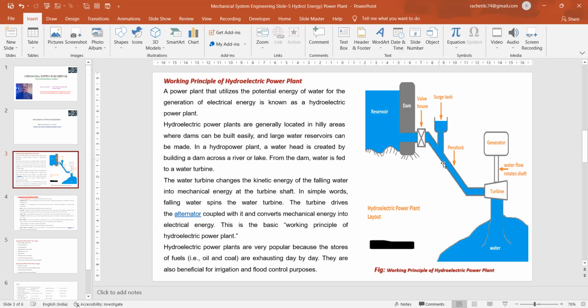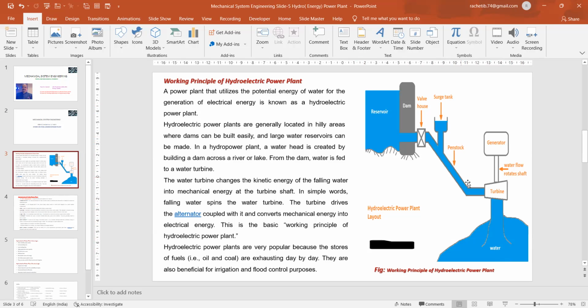When this water comes to the outlet, it is sent through canals for farming or drinking purposes. So there are two functions: the main one is to generate electricity, and the other is farming and drinking water supply.